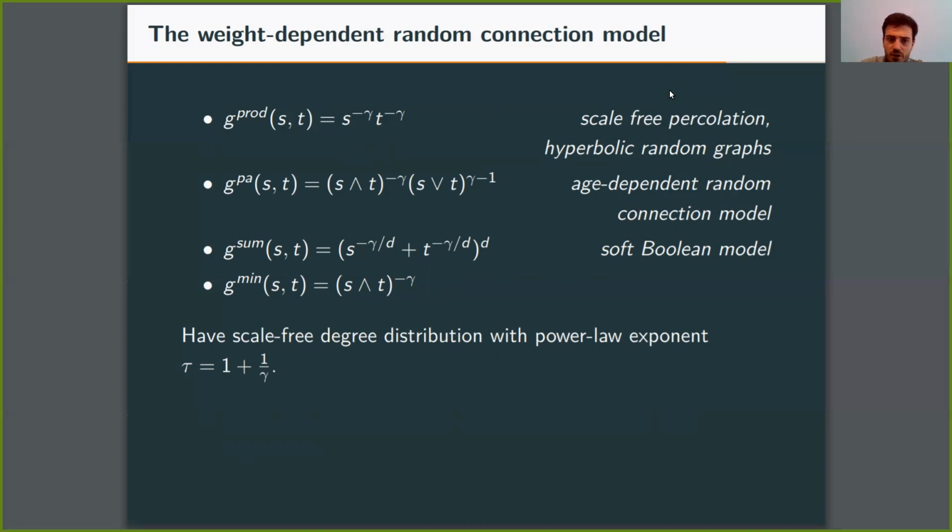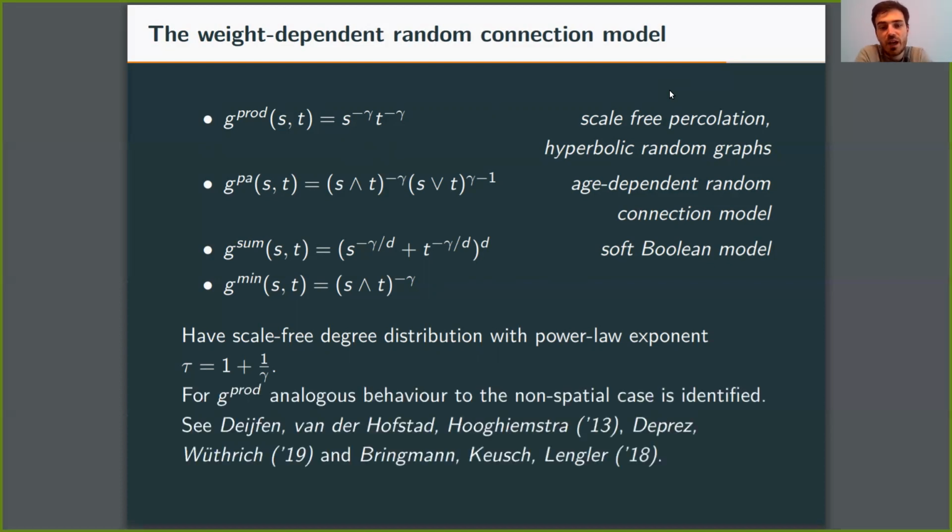So for all these four kernels, we again have a scale-free degree distribution with power law exponent tau equals 1 plus 1 over gamma. But what about the chemical distance? For the product kernel, analogous behavior to the non-spatial case is identified. So if gamma is smaller than a half, we have no ultra-smallness. If gamma is larger than a half, we have ultra-smallness and the same limit theorem as stated before in the non-spatial case. See Dyfan, van der Hofstad, Heydenreich, Deprez, Wüthrich for scale-free percolation, and Brinkmann, Kreuch-Lengler for geometric variants of the Chung-Lu random graph, which include generalizations of the hyperbolic random graphs.